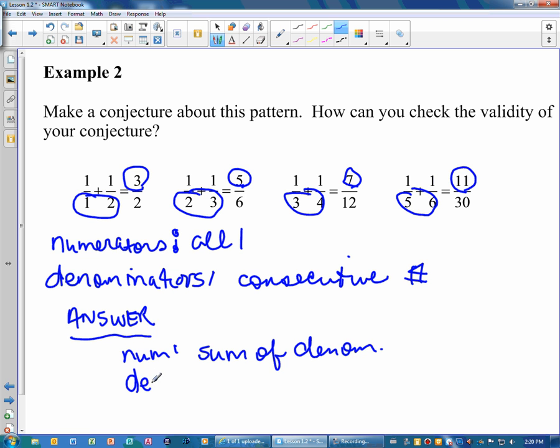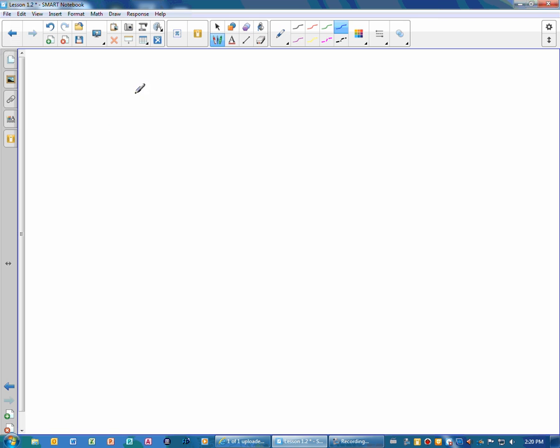What about the denominator? What do you think the pattern is there? Okay, where did the 2 come from? The 6 come from? Can you see the pattern? It's the product of the denominators. 1 times 2, 2. 2 times 3, 6. 3 times 4, 12. 5 times 6, 30. So, what's the conjecture? Look at the patterns. So I'm going to type this out. This pen is not working very well. I'm going to type out my conjecture.